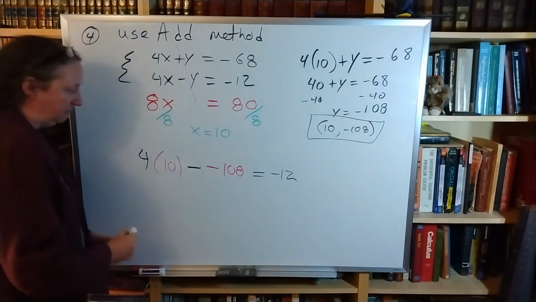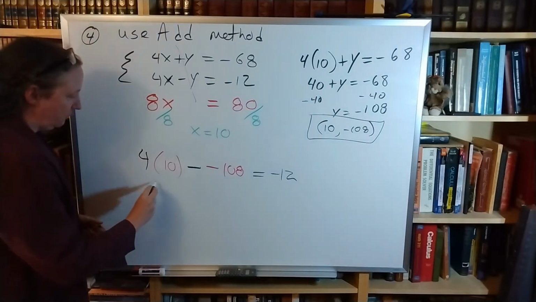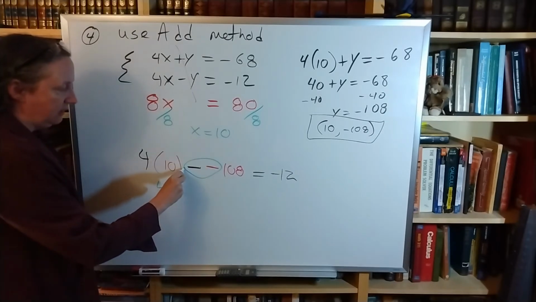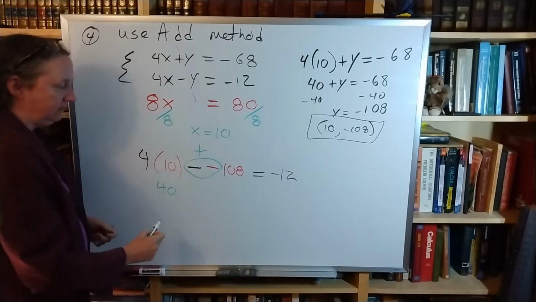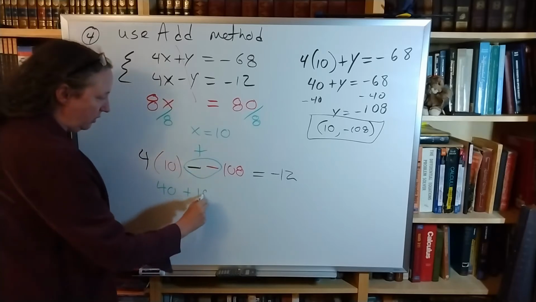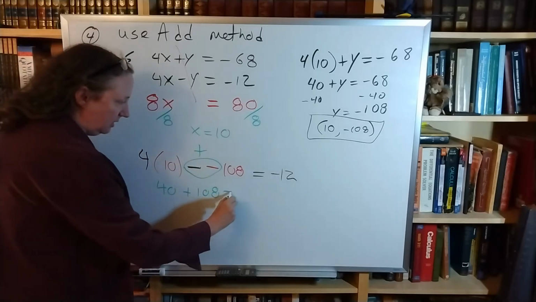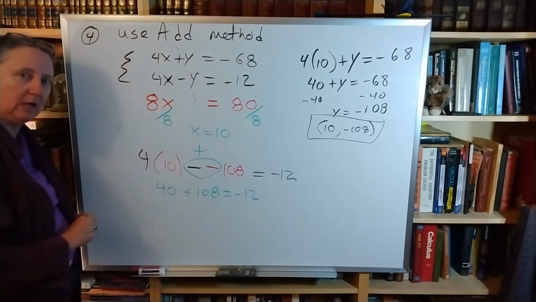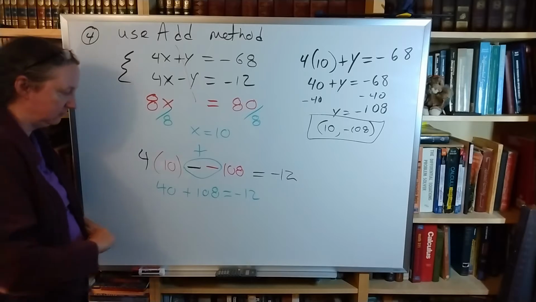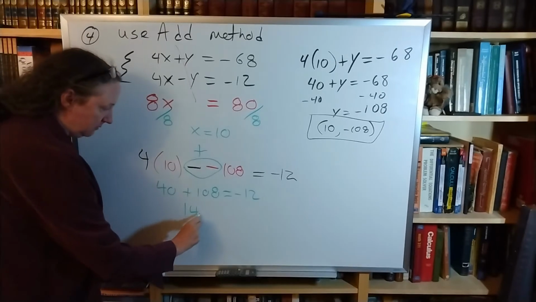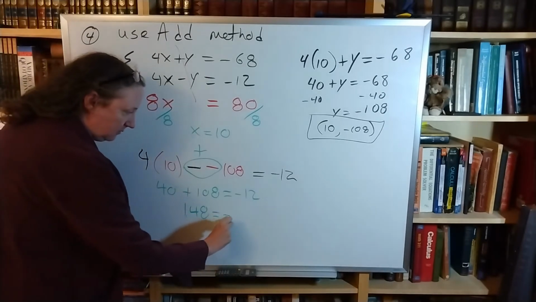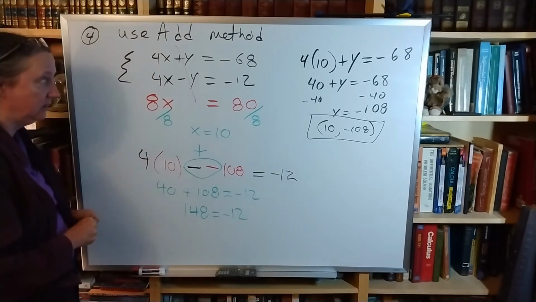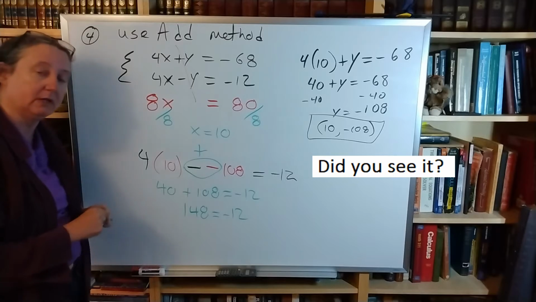So checking my answer is 40. I see the minus negative. That turns into a plus positive. So plus 108 equals negative 12. Is that the right answer? No, that is not the right answer. I made a mistake somewhere. Where did I make my mistake?